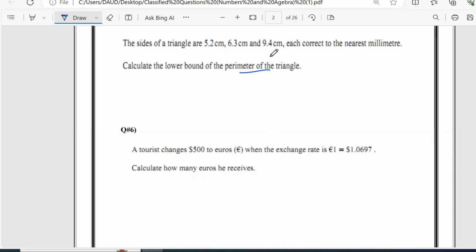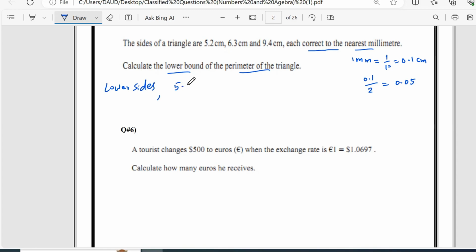But we have to check our degree of accuracy. They say correct to the nearest millimeter. In 1 millimeter, we have 1 over 10, or 0.1 centimeter. So our degree of accuracy must be half of this value, which is equal to 0.05. So as we are looking for the lower bound, I will find all the lower sides of the triangle.